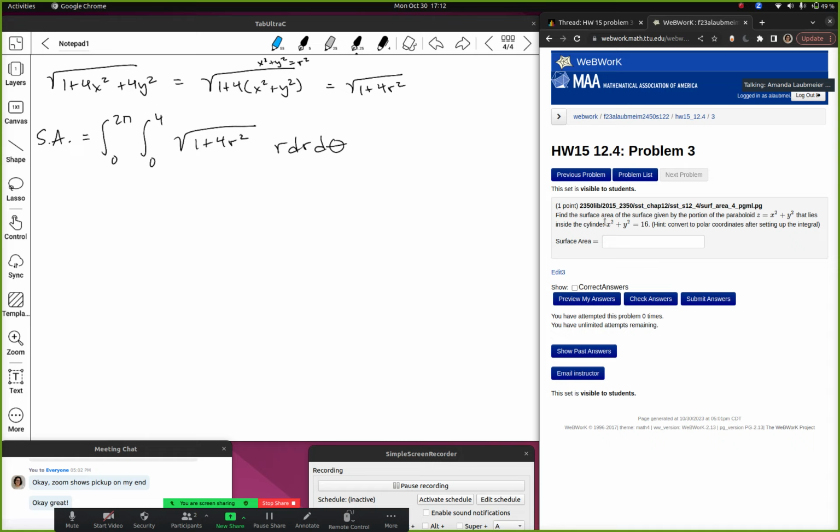And then from here, it's just evaluating the integral, which I'll do in a second, but I want to check in real quick.